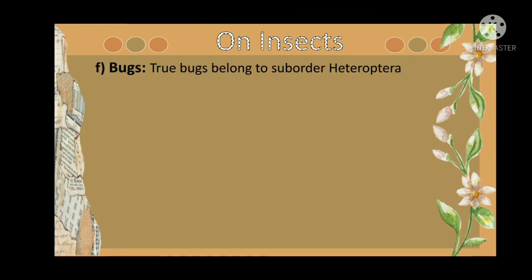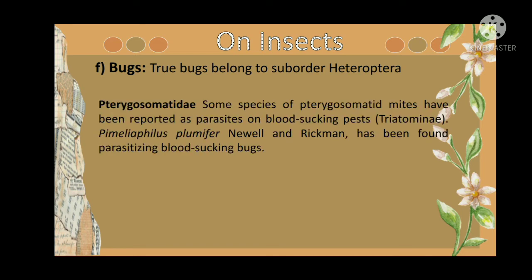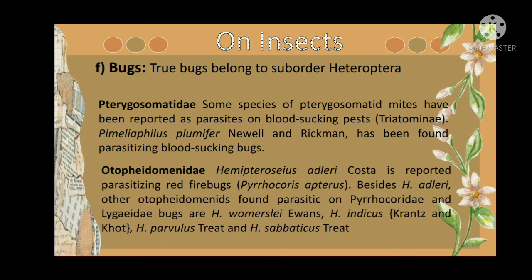Next is bugs. True bugs belong to suborder Heteroptera. Pterygosomatidae. Some species of pterygosomatid mites have been reported as parasites on blood-sucking pests. Pimeliapilus plumifer Newell and Ryckman has been found parasitizing blood-sucking bugs. Otopheidomenidae. Hemipteroseius adleri Costa is reported parasitizing red fire bugs.